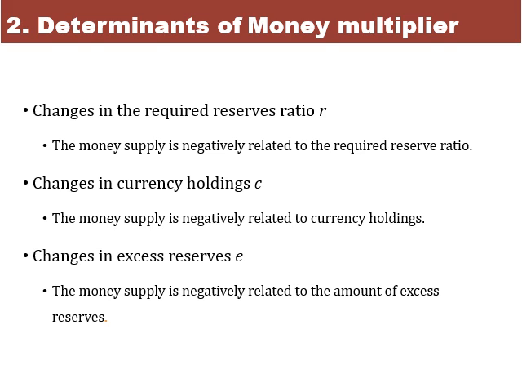Next point in this lecture is what are the factors that affect the money multiplier. Here we have three factors that affect the money multiplier, as shown in the formula. These factors are changes in the required reserve ratio, changes in the currency holding, and also changes in the excess reserve ratio, where all these factors have a negative impact on the value of the multiplier, as we will see in the next example.